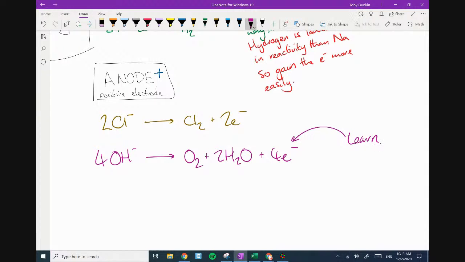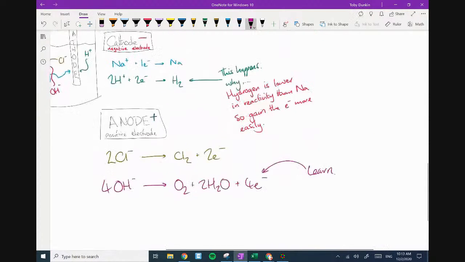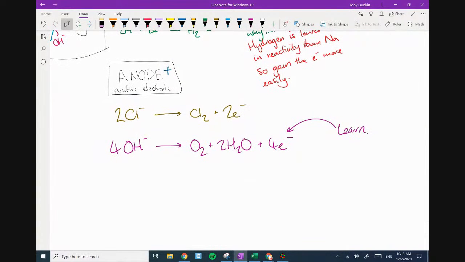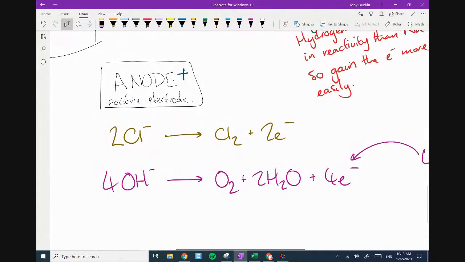I apologize, I've just made a mistake. I hate making mistakes. It's been a while since I've done that half equation. I tend to just kind of skip it. But anyway, the point being is, in order to do any of these, the two ions are in competition. So the question is, which one is going to happen? And the answer is the chloride does it.